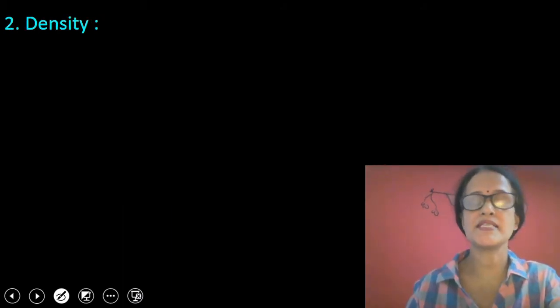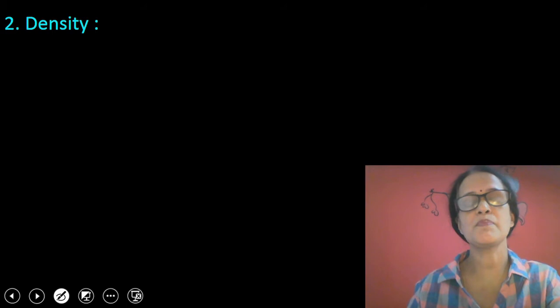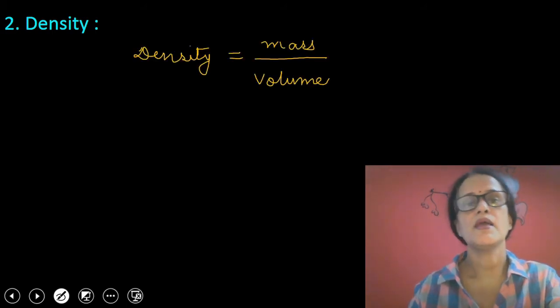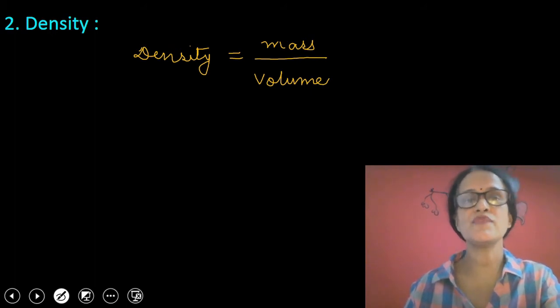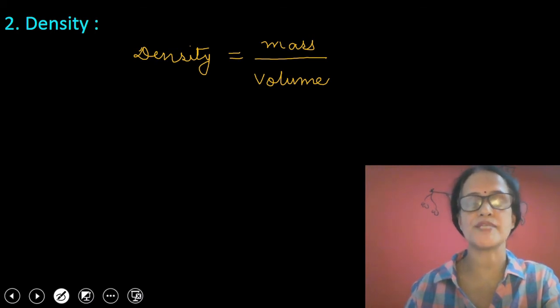Second property is density. Children, density is mass per unit volume. In the case of gaseous state, the particles are far apart from each other. Therefore, mass per unit volume will be less in comparison to solid and liquid state where the particles are closely packed. Therefore, the density of a gas is lower than the density of a solid and a liquid.